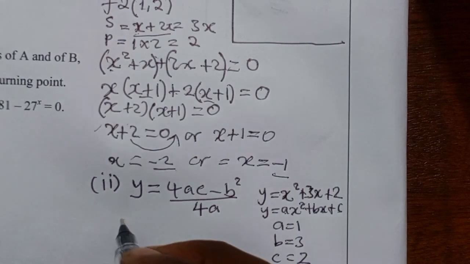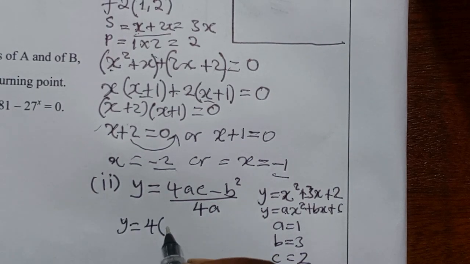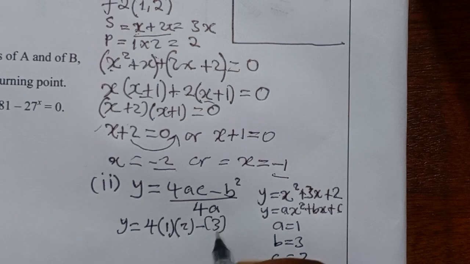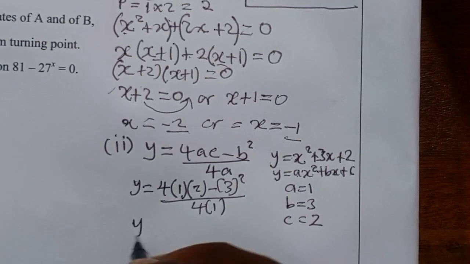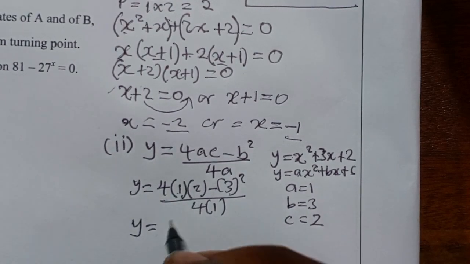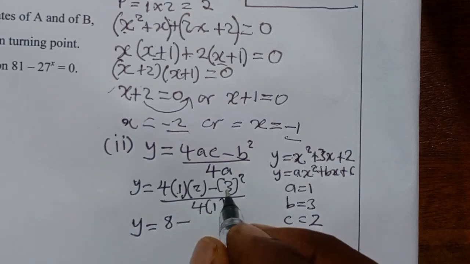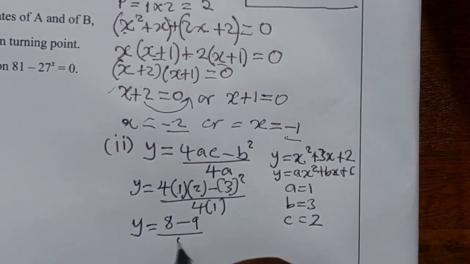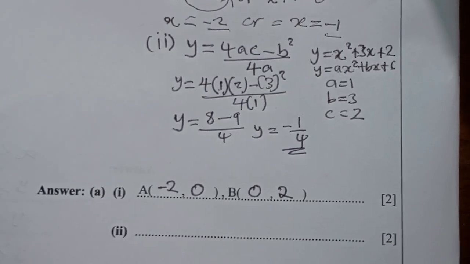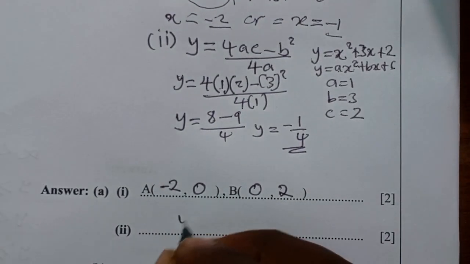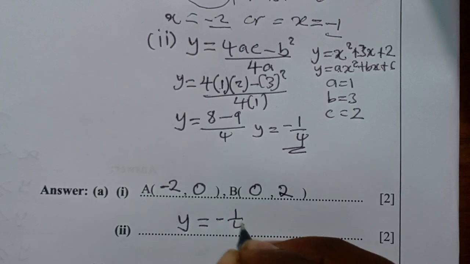So you substitute in the equation. a is 1, c is 2, minus b, which is 3, squared, over 4 times a, which is 1. So y is equal to 4 times 1 times 2, that is 8, minus 3 squared, that is 9, over 4. So y is equal to 8 minus 9, that's negative 1 over 4. That is the minimum value. So the minimum value is y is equal to negative 1 over 4.